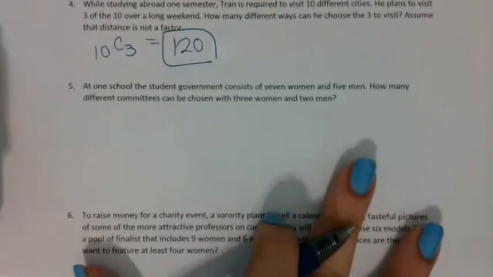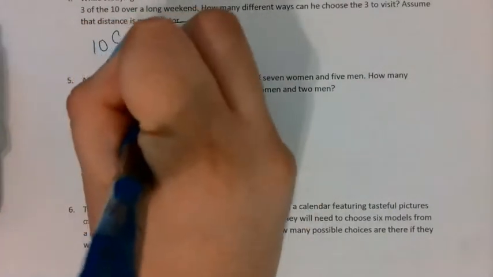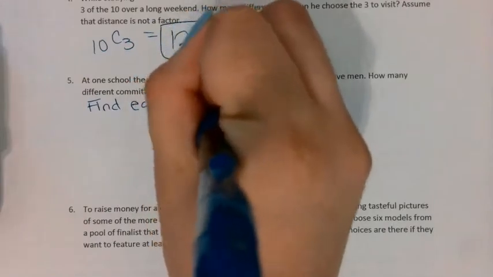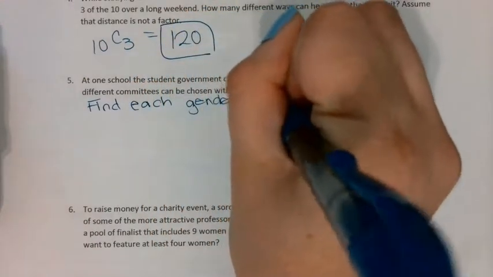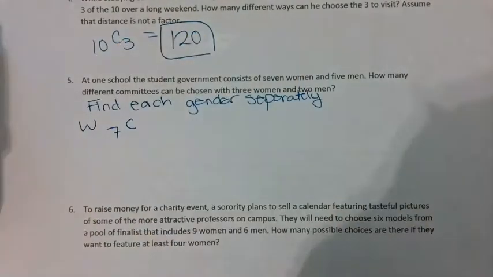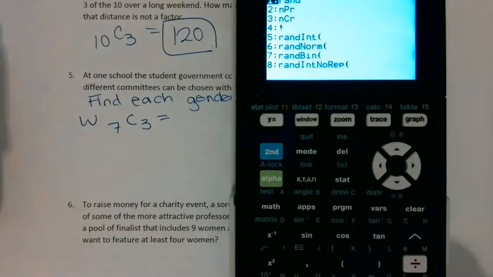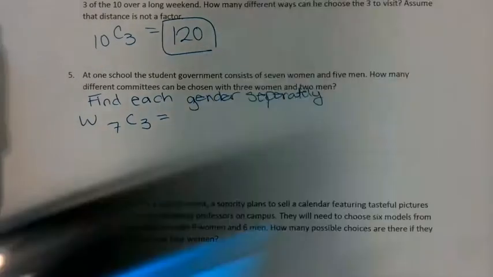Okay. Number 5 is telling me that at a school, a student government consists of 7 women and 5 men. How many different committees can be chosen with 3 women and 2 men? So what I'm going to do is find each gender separately. Okay, so I'm going to start with women. There are 7 women, and 3 of them can be on the committee. So I'm going to do 7C3, which gives me 35.